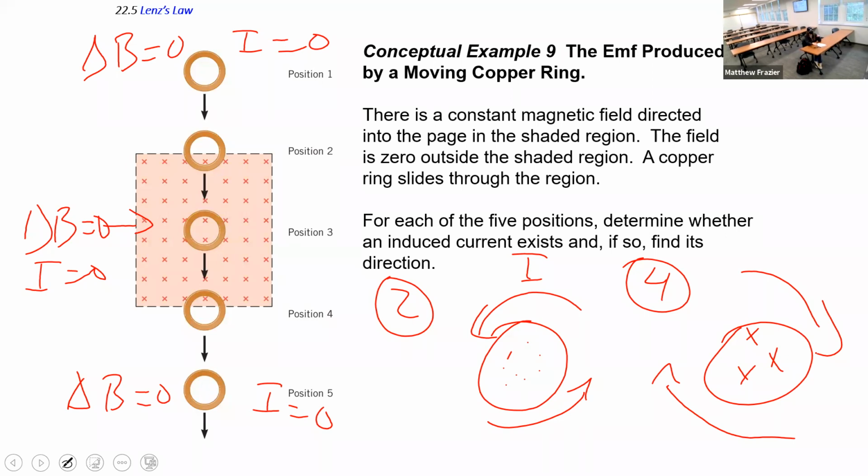Outside of the loop, but still in the magnetic field, that would make the magnetic field stronger, right? Because if it's in the loop, it's coming out of the page. It has to be going into the page, out of the loop. Does that do anything? It doesn't seem to.